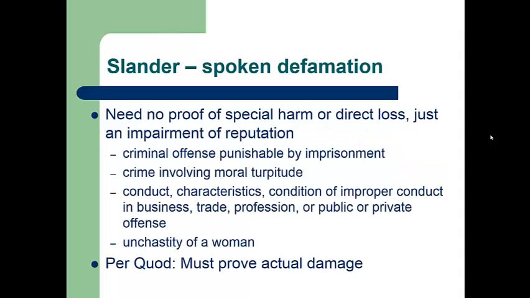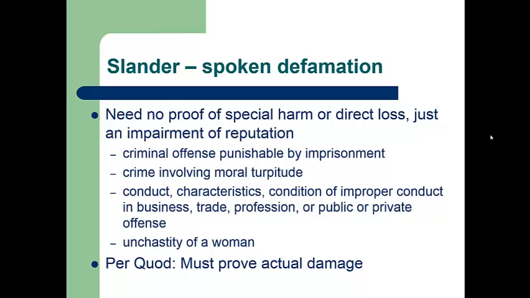Need no proof of special harm or direct loss, just an impairment of reputation. So these are the four categories in which you do not need proof to show that your reputation has been harmed. If somebody verbally accuses you or spreads malicious lies or falsehoods in one of these four categories about you, you don't need proof.